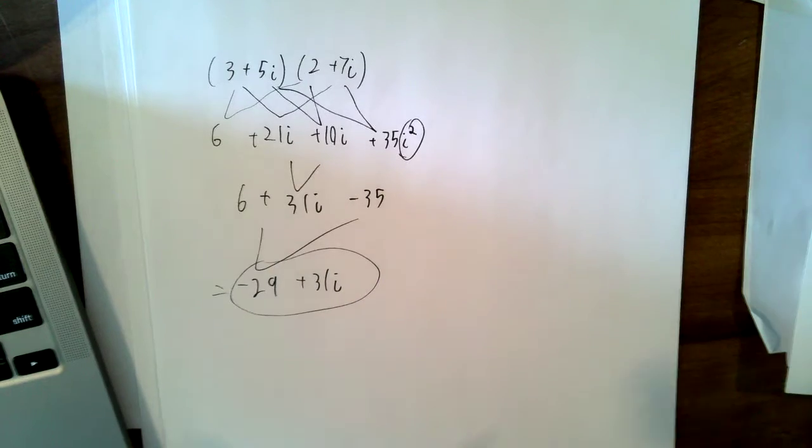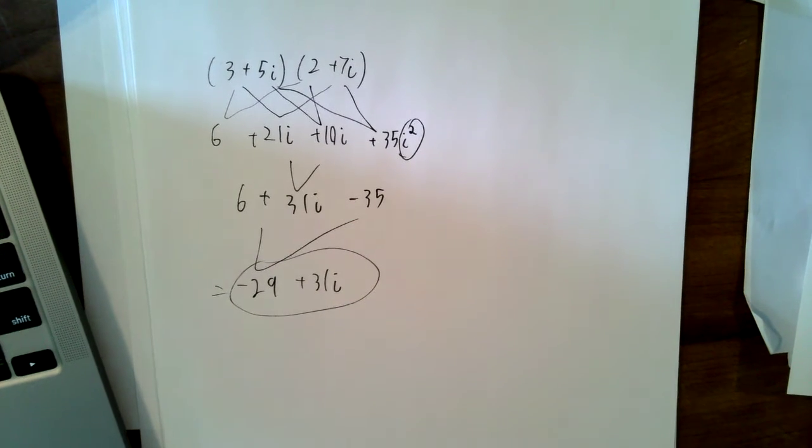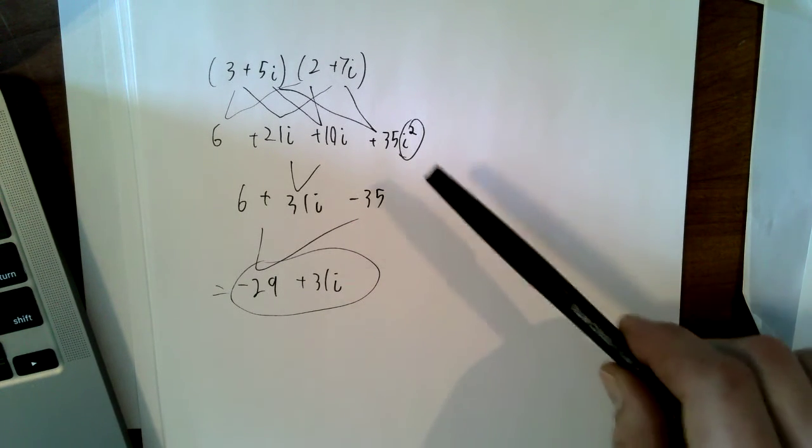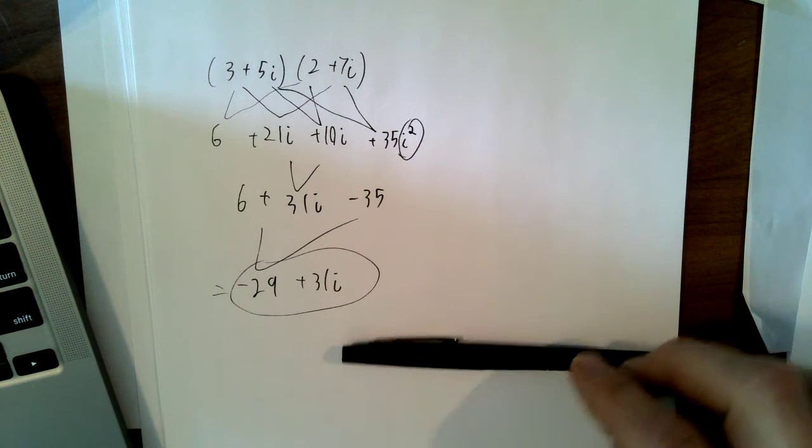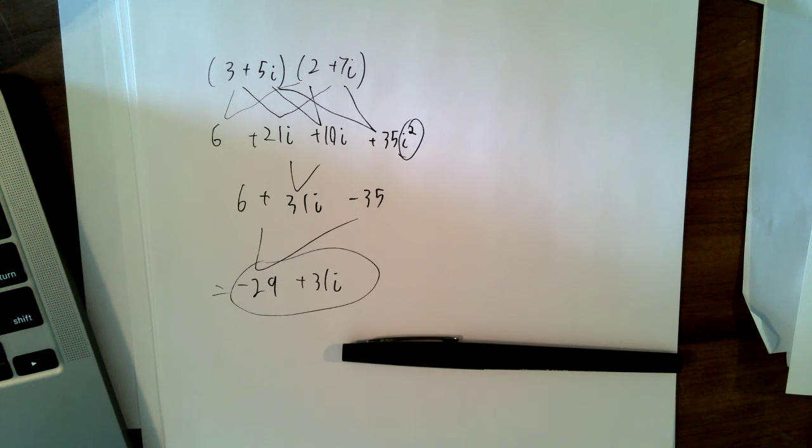So those are the basic operations with complex numbers. Powers of i can always be worked out because i squared is negative 1, so you can work those out.